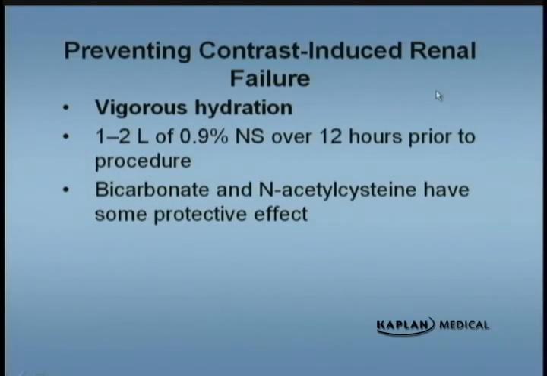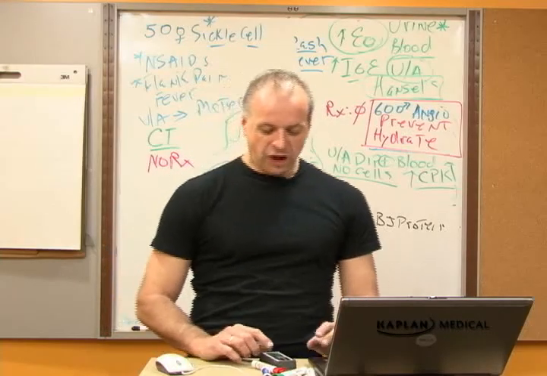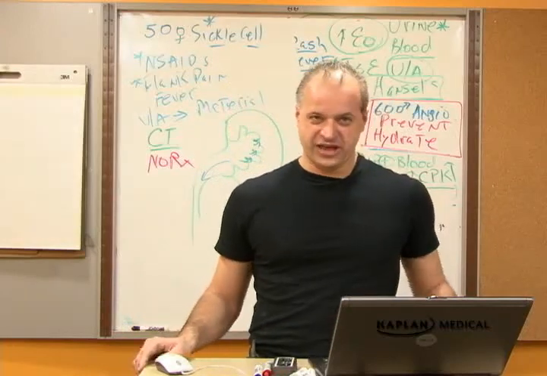What can you do to prevent contrast-induced renal failure? Hydrate, bicarb, N-acetylcysteine. Hydration decreases the duration of contact of the contrast with the kidney tubules. Bicarb and N-acetylcysteine prevent the precipitation of the contrast on the kidney tubules, we think. We just know that they're somewhat effective.